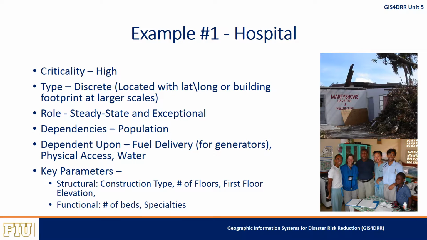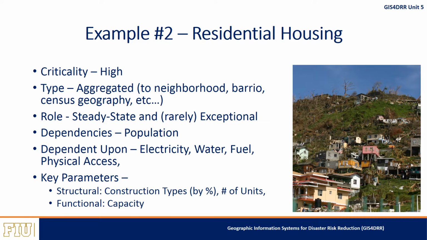Key parameters are the structural construction type, the number of floors, the first floor elevation. Those are important things to see how it will behave in a hazard, without getting too much into the engineering level of the resilience to or resistance to disasters, to hazards. So the functional number of beds and specialties, that's its operational capability. So you want to know those things. You want to know how much capacity it has and what the hospital can perform. So this is a discrete type of data.